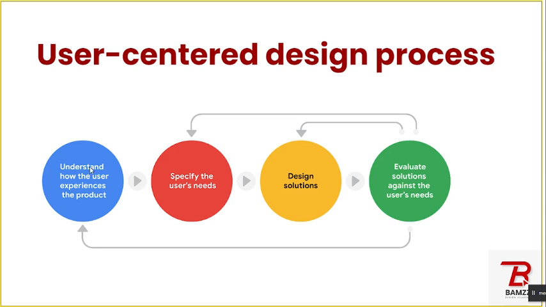So moving on to the next one, this is the user centered design process. We have: understand how the users experience the product. Once you understand how the user experiences the product, this is how people are approaching the product. I want to try and give an example. I'm looking for a very perfect example when it comes to how users interact with a product.